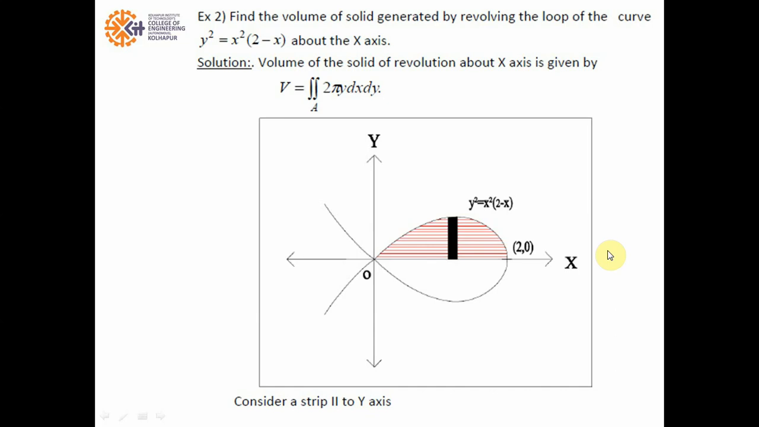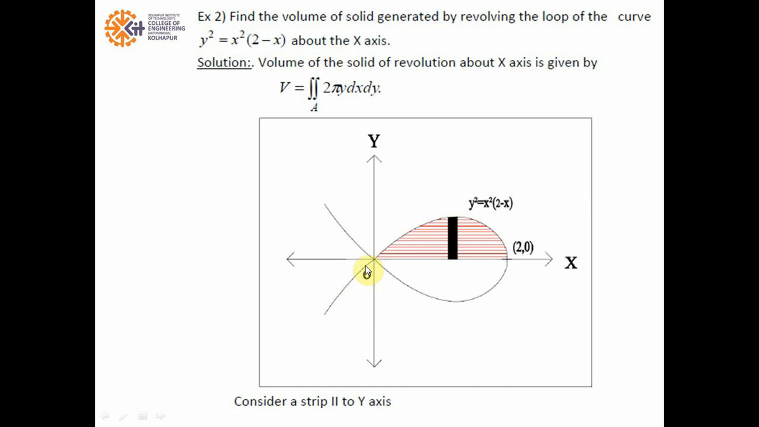Let us consider the second example. Find the volume of solid generated by revolving the loop of the curve y square is equal to x square into bracket 2 minus x about the x-axis. As we know, the volume of the solid of revolution about x-axis is given by v is equal to double integration over the region A 2 pi y dx dy.